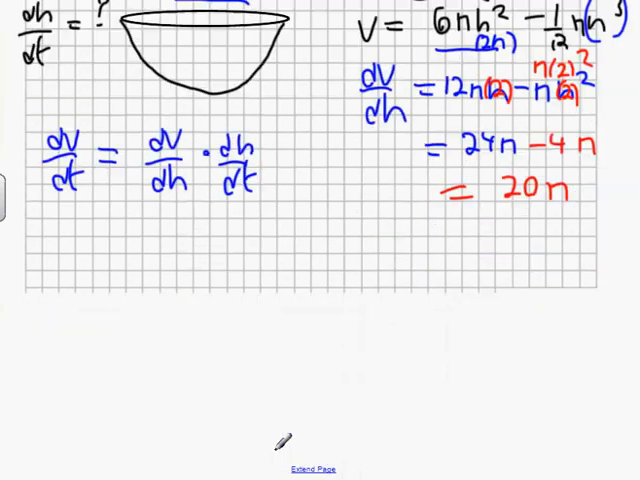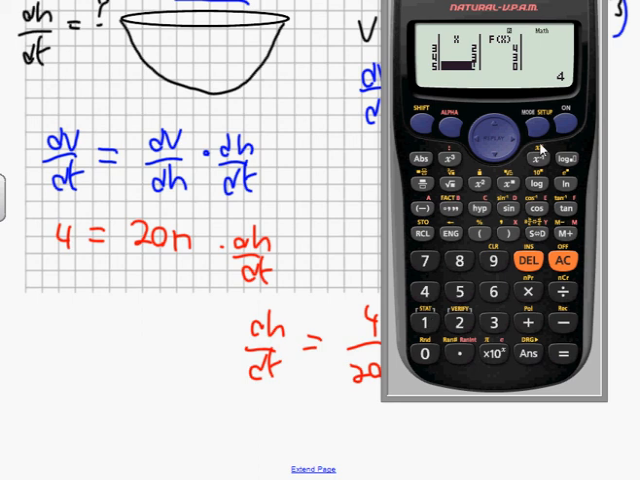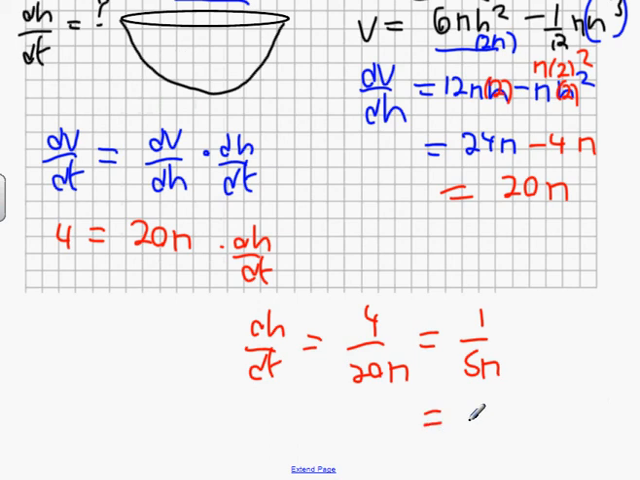So now we know that dV dt, which is 4, equals 20 pi times dh dt. So dh dt is 4 divided by 20 pi, which is 1 over 5 pi. We'll just do 4 over 20 pi, which is equal to 0.064, let's call it. Remember, height is changing with time, so it's going to be centimeters per second. And that is the test completed.